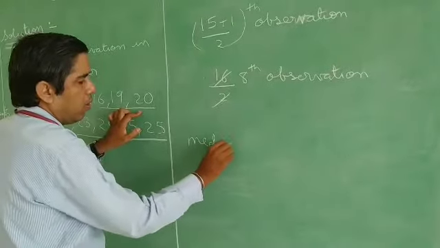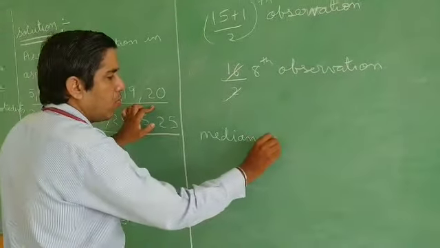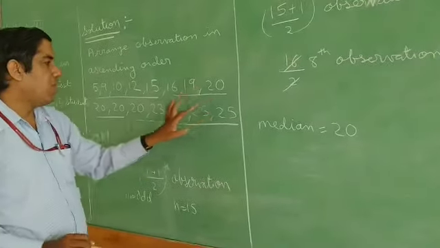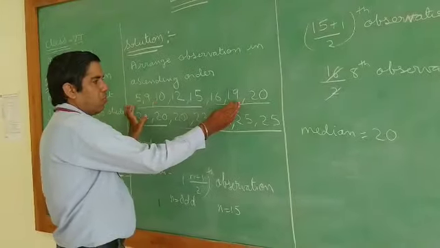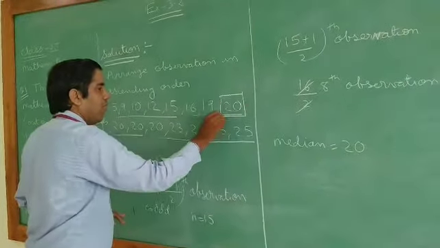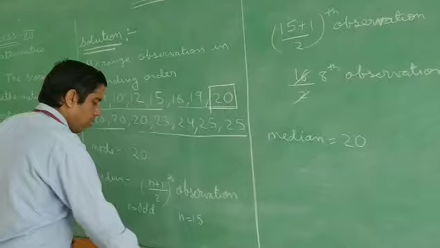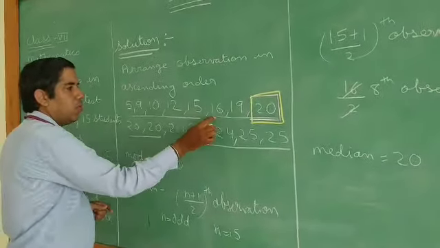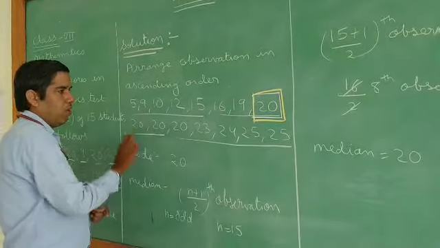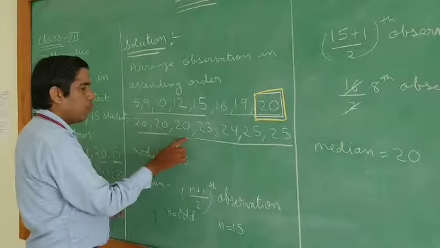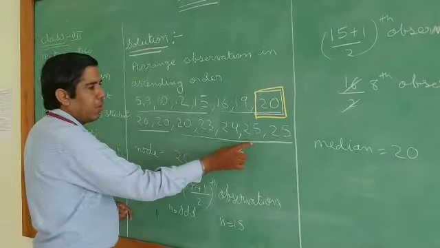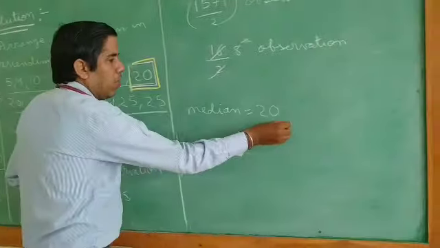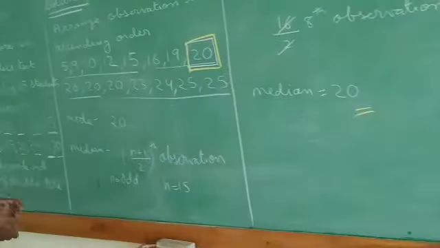Therefore, the 8th observation is 20, so median is 20. You can see here, on this side also just verify. We can verify easily. On this side of this 20, how many numbers are there? 1, 2, 3, 4, 5, 6, 7. On the other side, 1, 2, 3, 4, 5, 6, 7. So it means this is the middle observation. So median is 20. So what is the question they asked here?